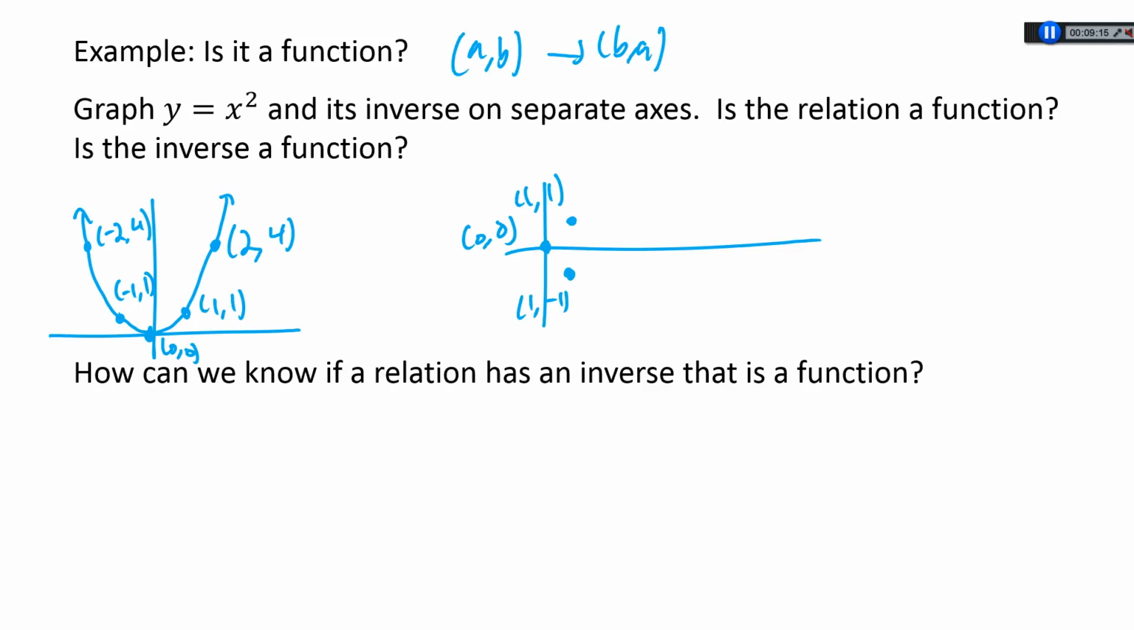Now let's see here. (2, 4) is going to become (4, 2). So this is 1, 2, 3, 4. So (4, 2), like right there. And then (-2, 4) is going to become (4, -2), which is right there. So what does this look like is happening here? It looks like it's a sideways parabola, kind of, huh?